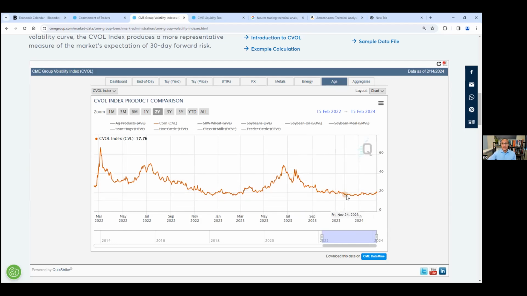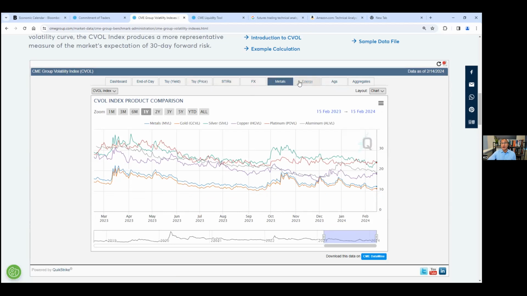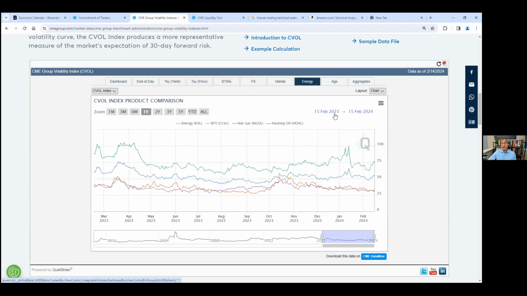If you are somebody that wants to go long corn and you're looking at opportunities, you can go long the contracts, you can go long the options. Options would actually still be fairly cheap because you have low volatility. And so this is just another chart that I look at, CVOL, and you can do comps as well.